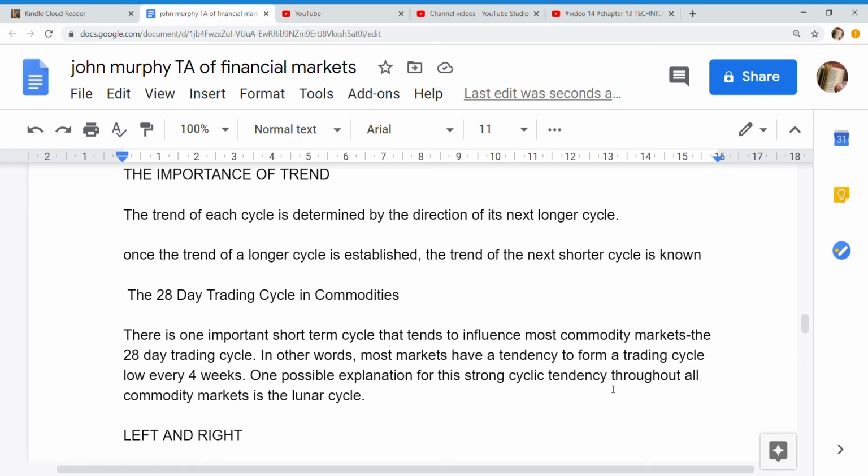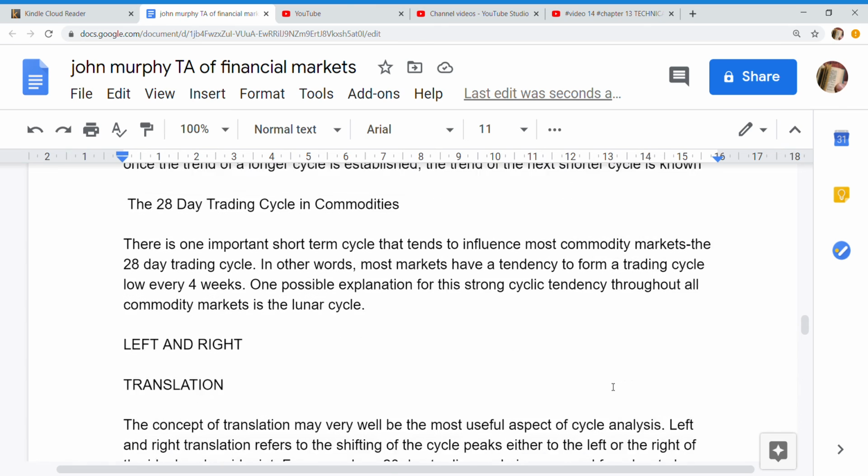Once the trend of a longer cycle is established, the trend of the next shorter cycle is known. The 28-day trading cycle in commodities. There is one important short-term cycle that tends to influence most commodity markets, the 28-day trading cycle. In other words, most markets have a tendency to form a trading cycle low every 4 weeks. One possible explanation for this strong cyclic tendency throughout all commodity markets is the lunar cycle.